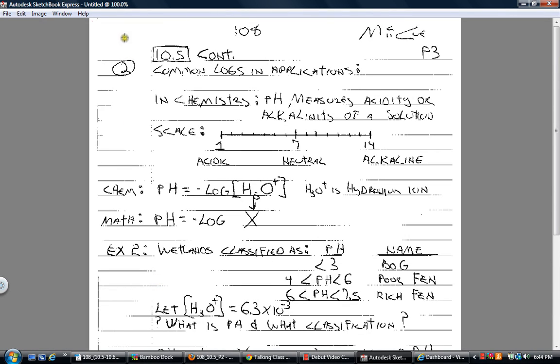Hello 108 class, Mr. McHugh back with you here on section 10.5. On page 3 we're going to tackle a chemistry problem here, and this is common logs and applications on our objectives here.